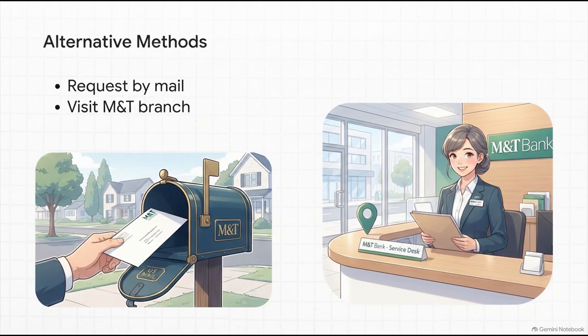Of course, I always want to make sure you've got backups. If for some reason the digital route isn't an option for you one day, physical alternative methods absolutely exist. You can call M&T customer service to request a printed copy be mailed to you, though just keep in mind processing fees and mailing times might apply. Alternatively, you can always just visit an M&T Bank branch in person for immediate assistance. That's especially helpful if you need archived records that are older than 7 years. The point is, you are never locked out of your financial data.